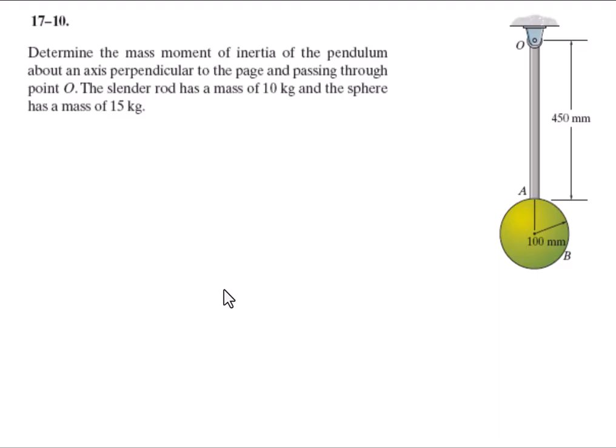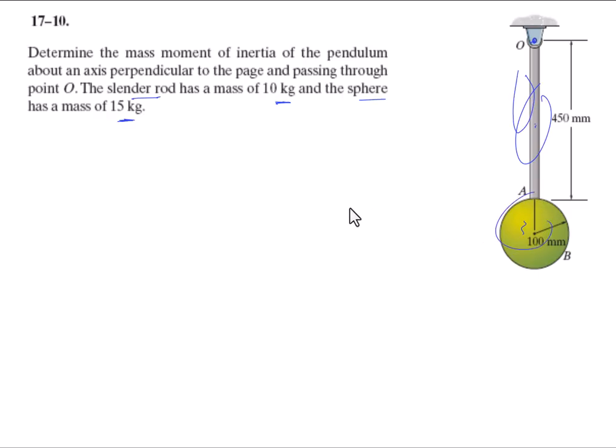Another basic problem is determining the mass moment of inertia of this pendulum, which has a slender rod, with a mass of 10 kilograms, and a sphere, which has a mass of 15 kilograms. We want the moment of inertia around this point O. You see right away that this is a rod and this is a sphere, so you can subdivide this into two segments. First the rod and then the sphere.